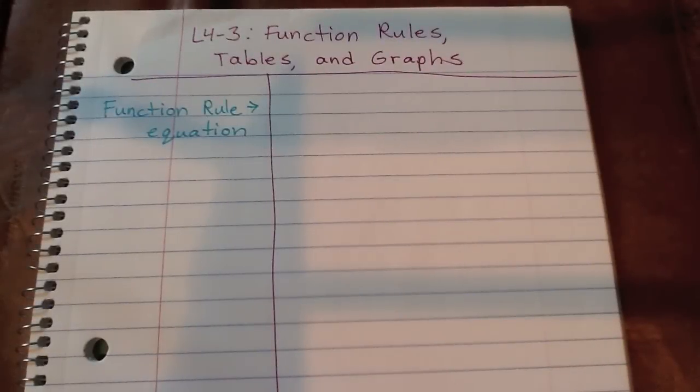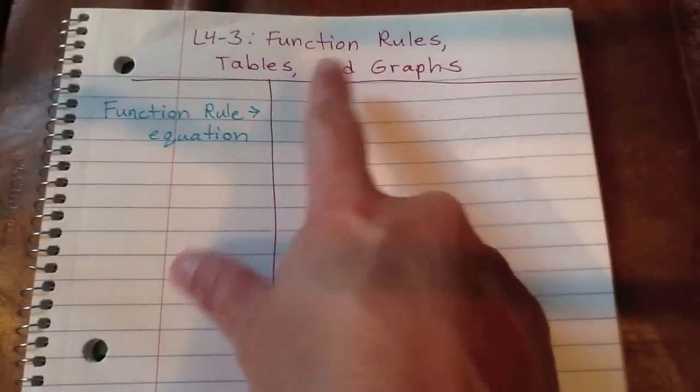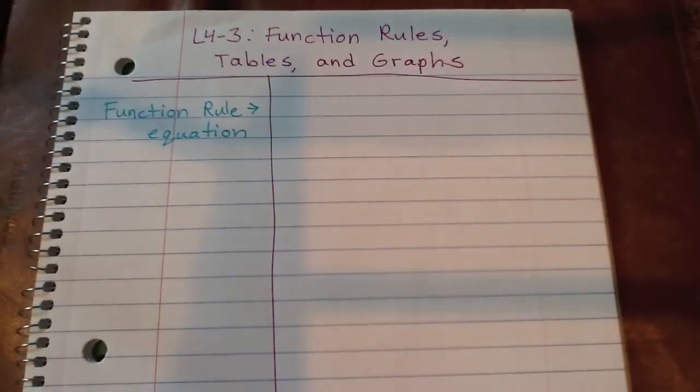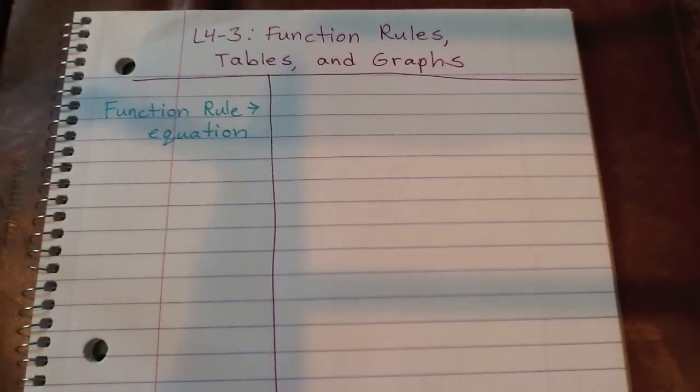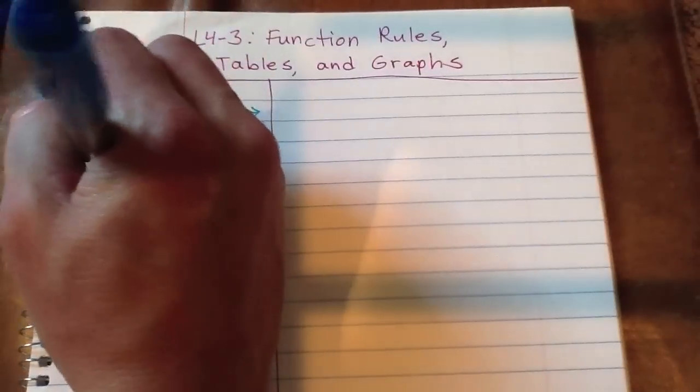In lesson 4.3, we're going to be talking about function rules and tables and graphs. And functions, again, are those special relations that we talked about in lesson 4.2. A function rule is just an equation. It's just another way of saying an equation. And there's two main parts to these functions.